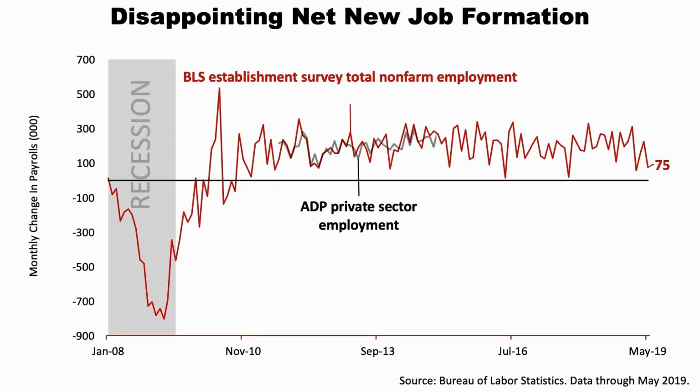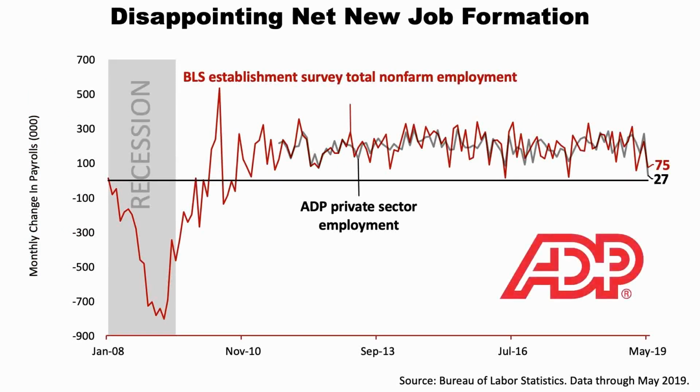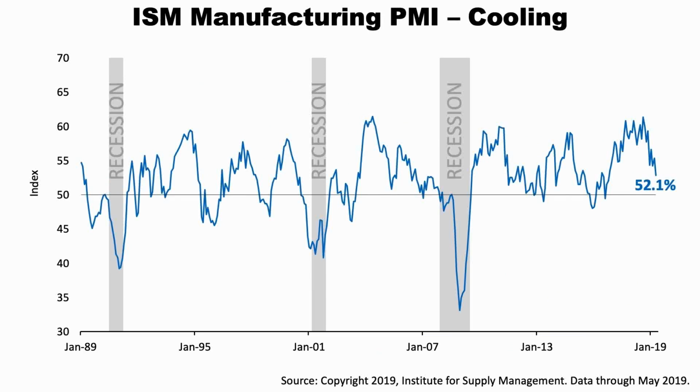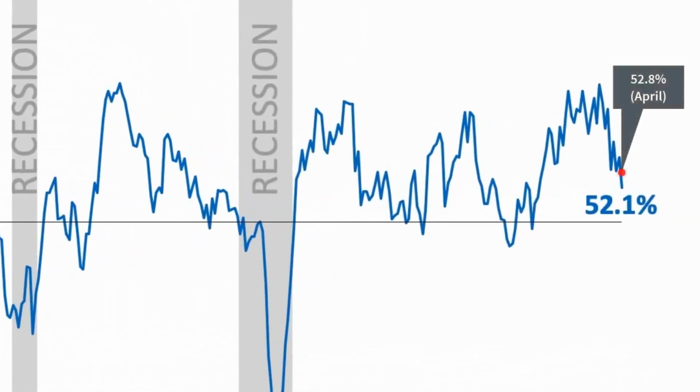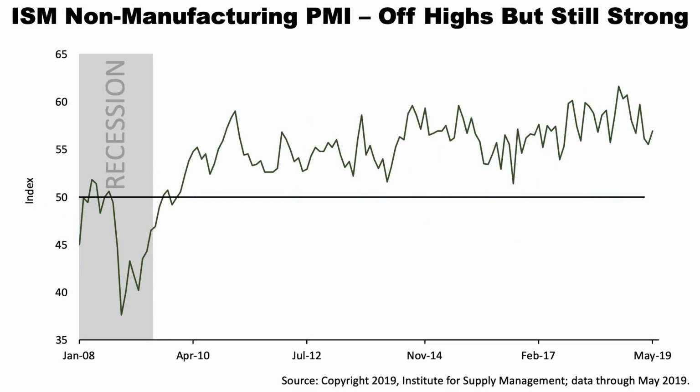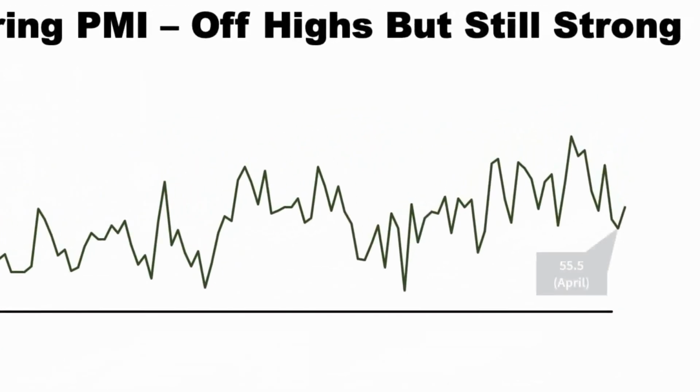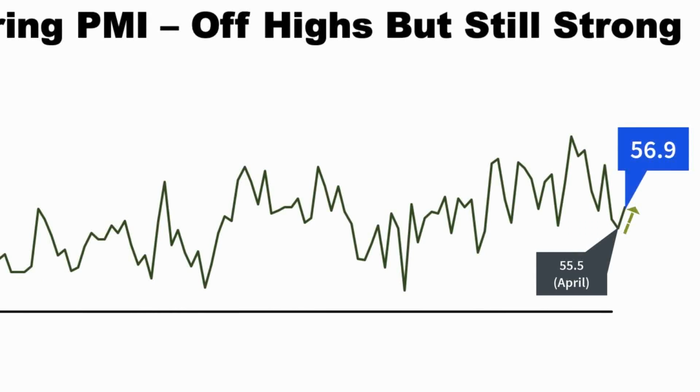May's weak new jobs estimate from the Labor Department was corroborated by a monthly estimate of new job formation by ADP. And another sign of weakness came from the Institute of Supply Managers Index of Purchasing Activity, which ticked down to 52.1 from April. But not all signals have been weak. The ISM Index of Purchasing Activity at non-manufacturing companies ticked up in May to 56.9. Since non-manufacturing accounts for about 88% of U.S. economic activity, that was good news.